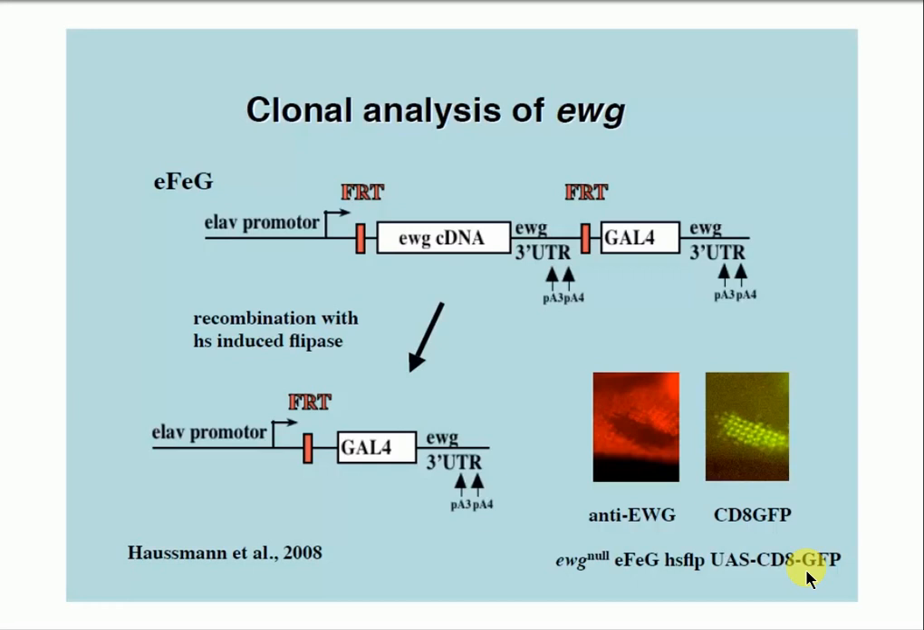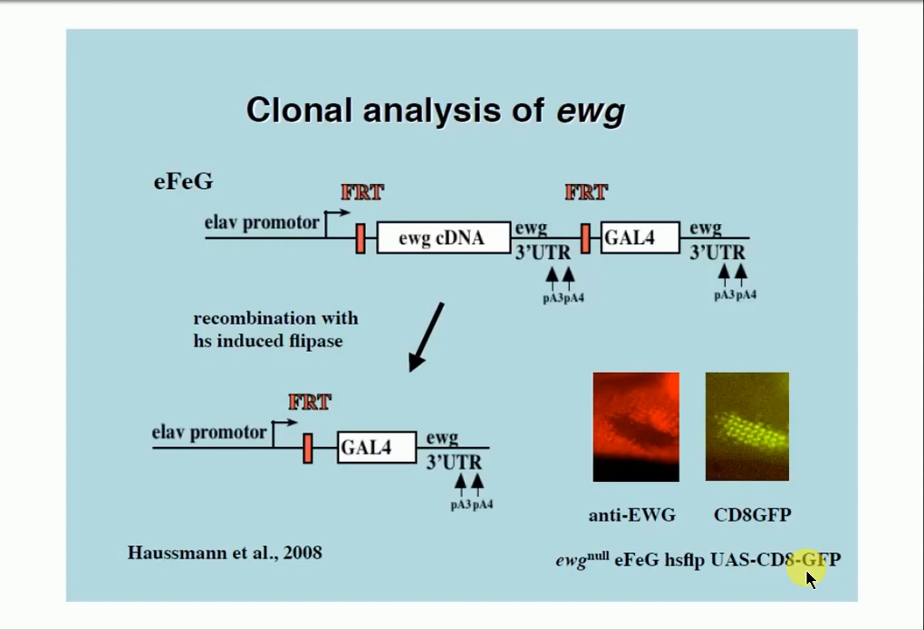Now, we can make clones by inducing this recombination enzyme, FLPase, with a heat shock. There's a heat shock promoter. When we briefly increase the temperature, we'll express these genes, but only very little, and only a few cells will express them, not all. And then we can get these clones where the protein EWG, against which we have an antibody, is absent.